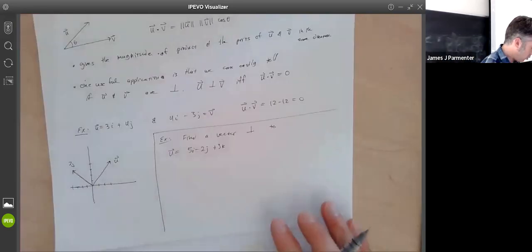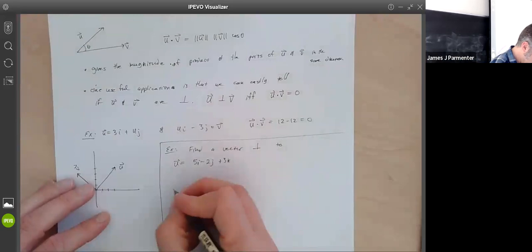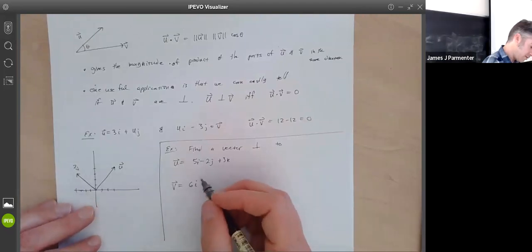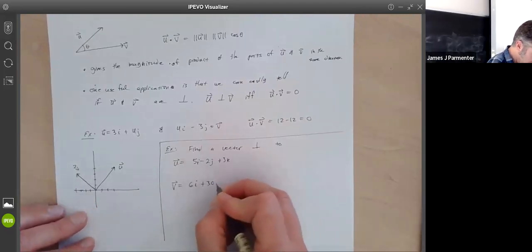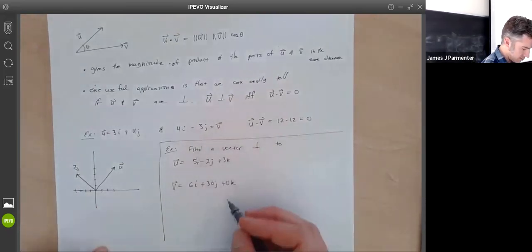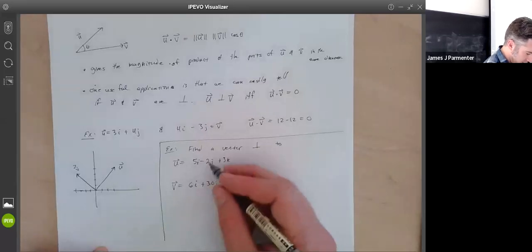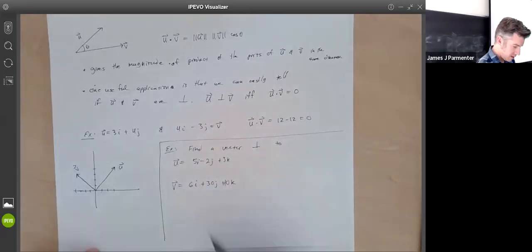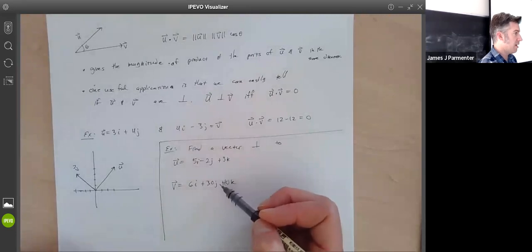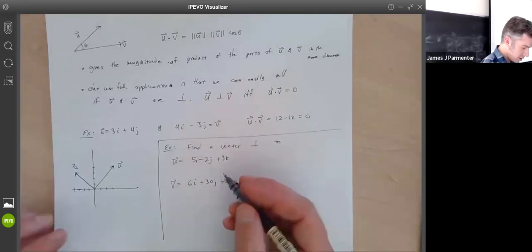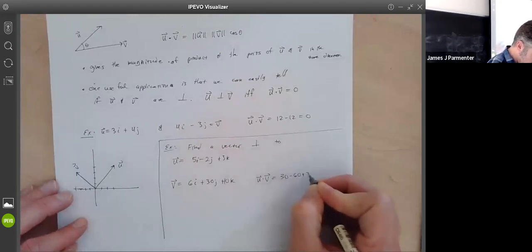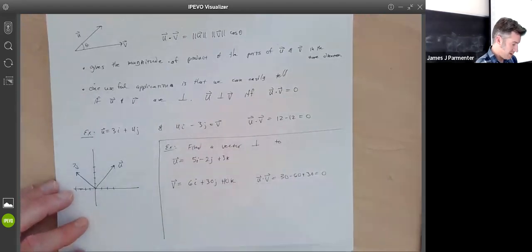For example, one vector that would be perpendicular to this one would be 6i plus 30j plus 10k. Sorry, I forgot the 10 there, apologies. If we dot those together, 5 times 6 is 30, negative 2 times 30 is negative 60, 3 times 10 is 30, and 30 plus negative 60 plus 30 is equal to 0. So here we're definitely getting U dot V is 0. But that's not the only choice, right?